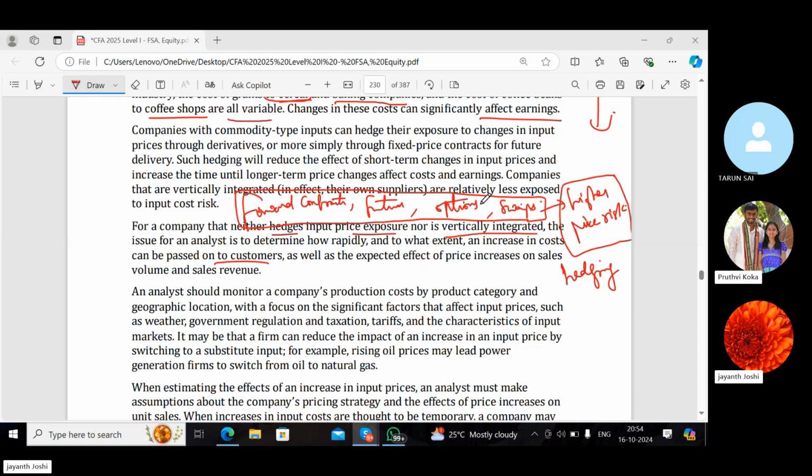Can you once define vertical again? See, vertical integration is what? There are two types of integration, okay? Vertical integration is nothing but the company which makes everything from scratch, from raw materials. So if you can give me a small example of vertical integration, like cotton.